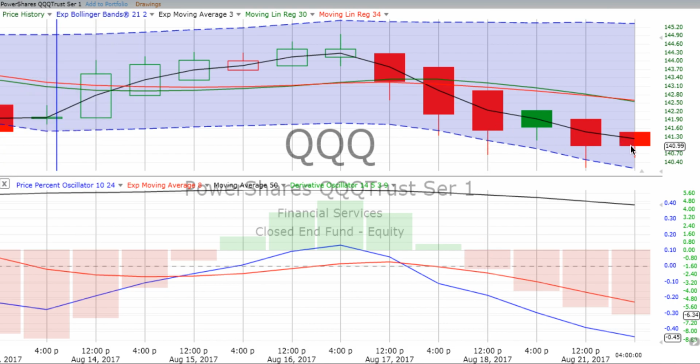We see now it's all the way down to 140.99. So again, we're just watching and waiting, seeing how this thing continues to play out. We see that we have confirmed continued down moves, like we said, for the day down 0.13%.